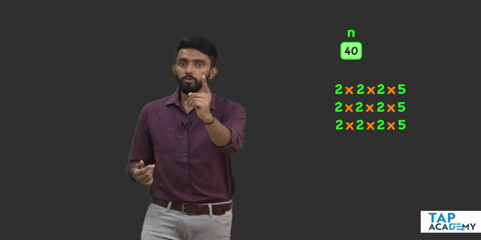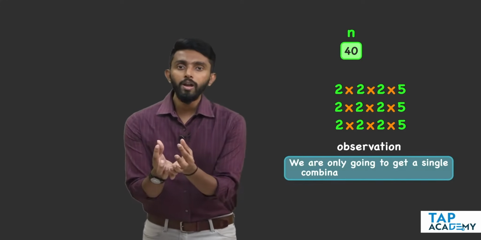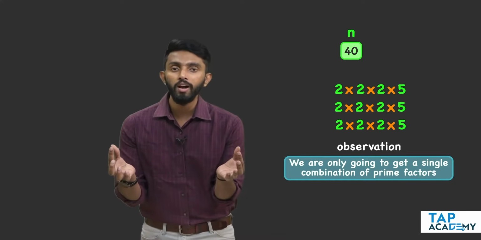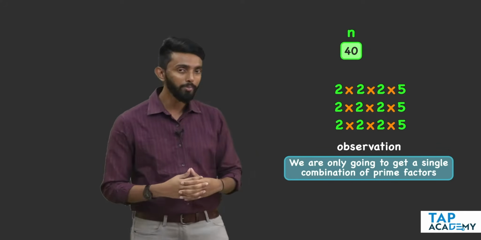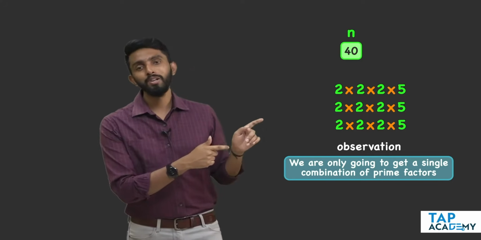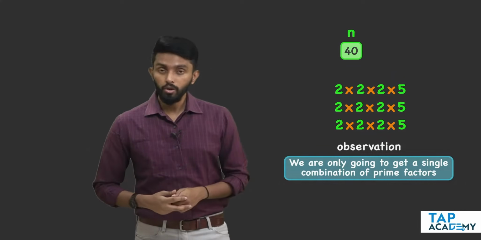Which means the first observation you must make is, you are only going to get a single combination of prime factors, and your program should only be looking for that and nothing else. I hope you're able to think. Any confusion till this point of time? Great, sir. What else? Now it's time for our second observation.